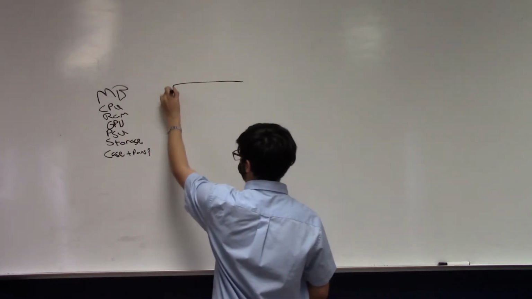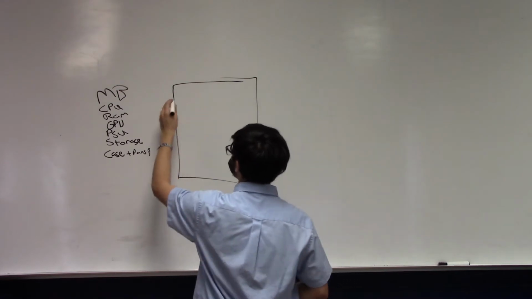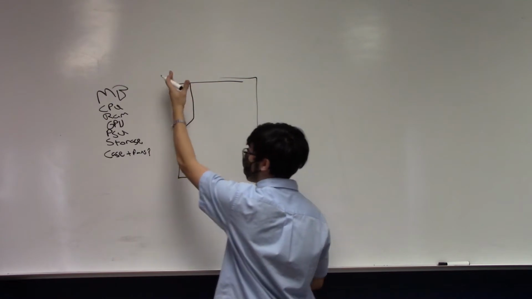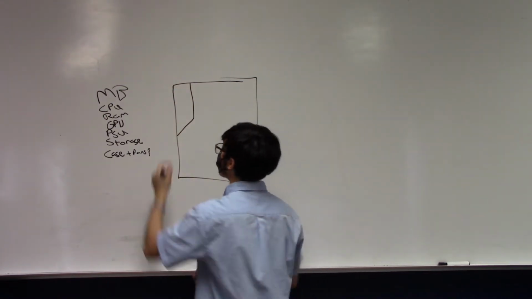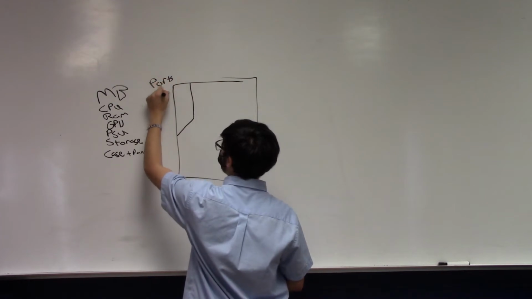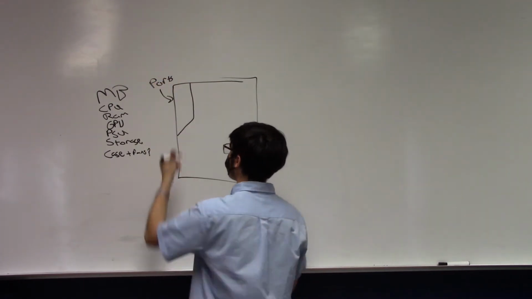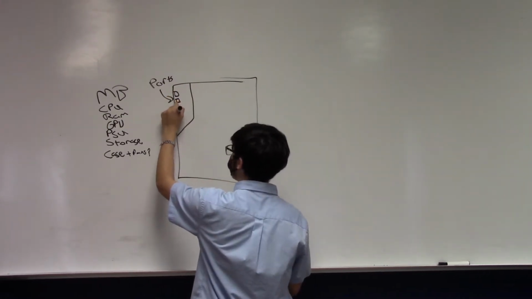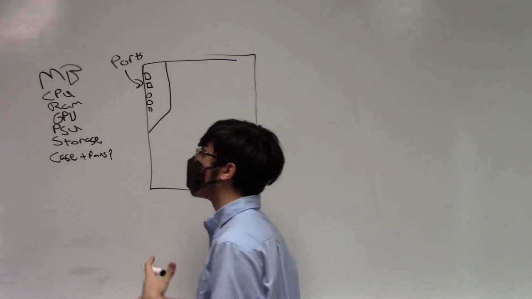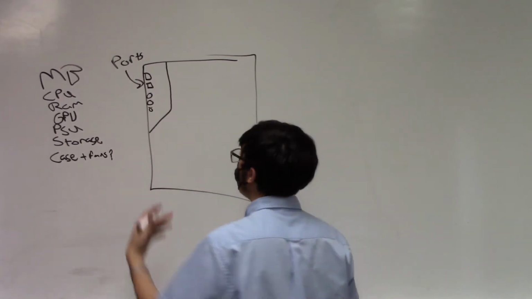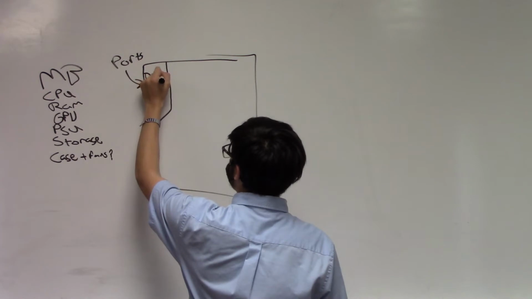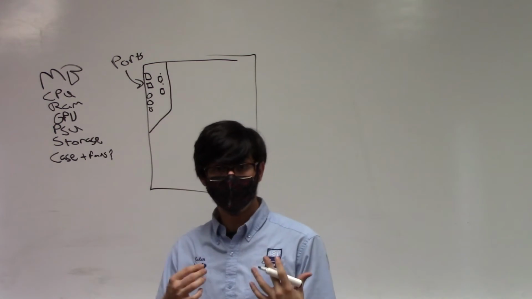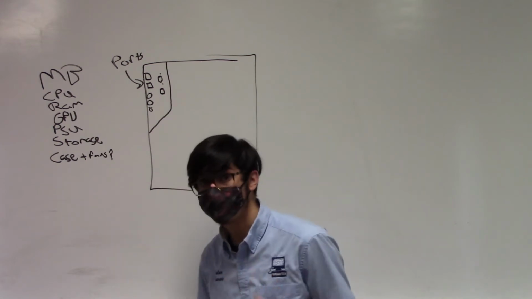Now the motherboard looks like a huge rectangle, and it has a slot in it that looks like this. This part here on the side is for your ports. And your ports are like your USB ports to plug in a mouse or keyboard. You have your audio ports for things like headphones or speakers or anything of the sort. And then you have your outputs like VGA and HDMI, which will output to a TV or a monitor so you can see what your PC is actually running.